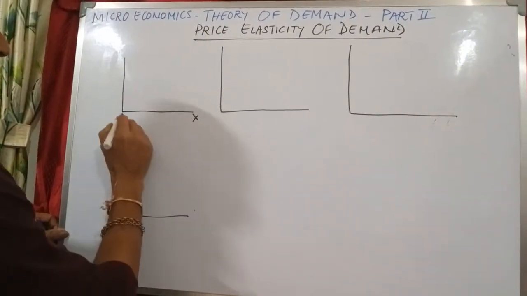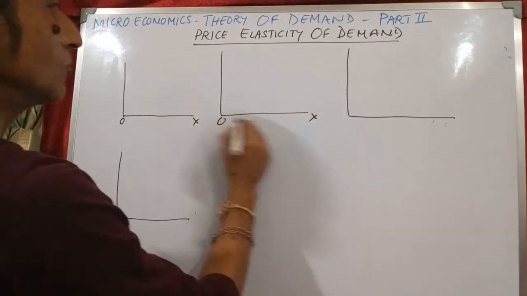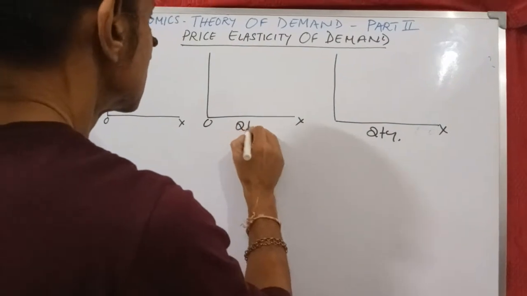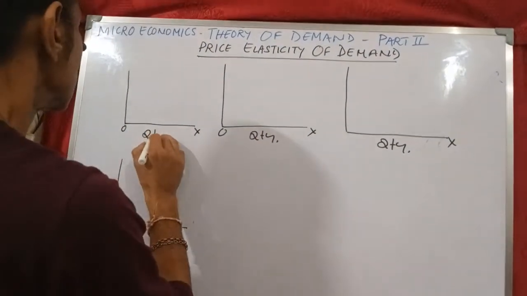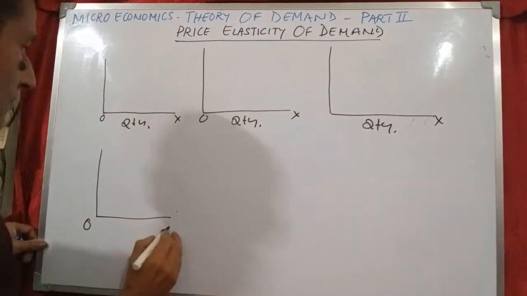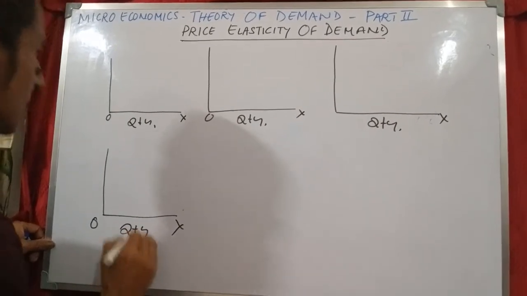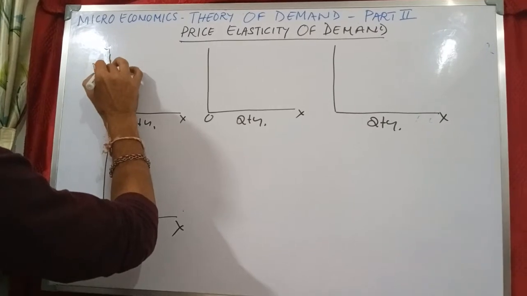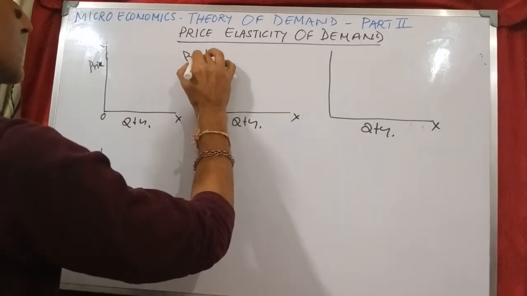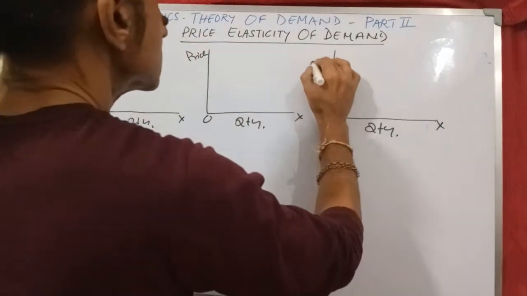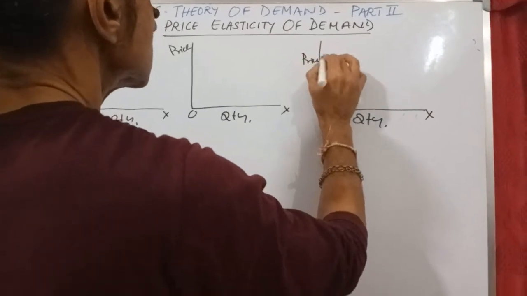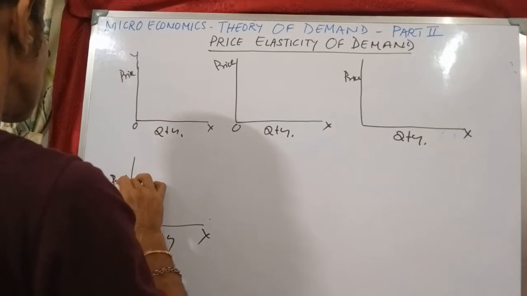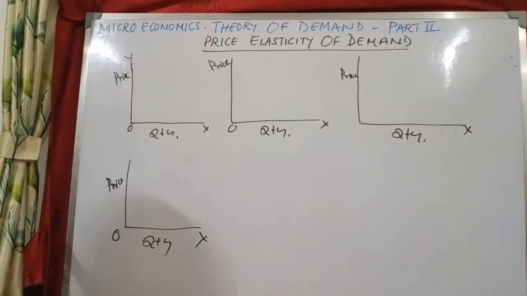On x-axis we measure quantity, and on y-axis we measure price. Correct?